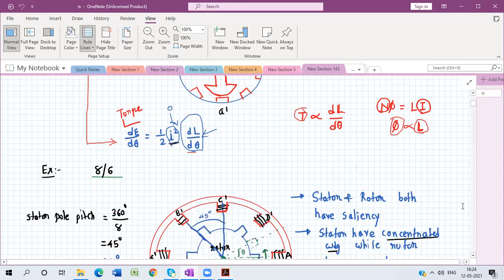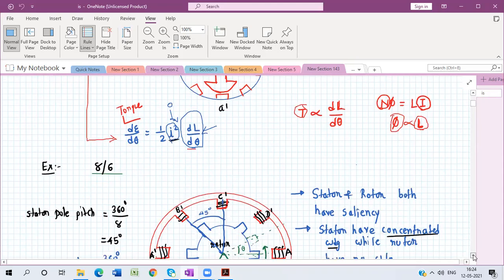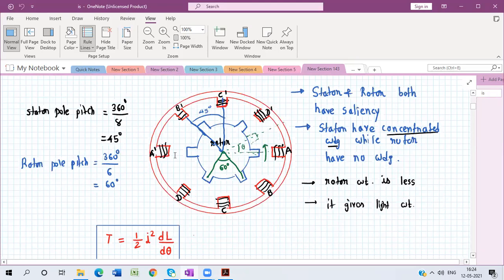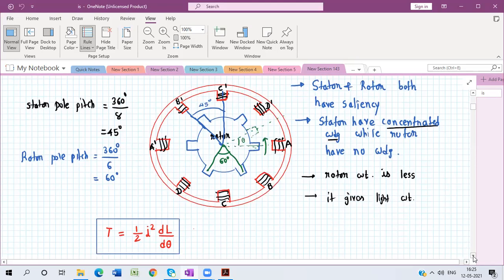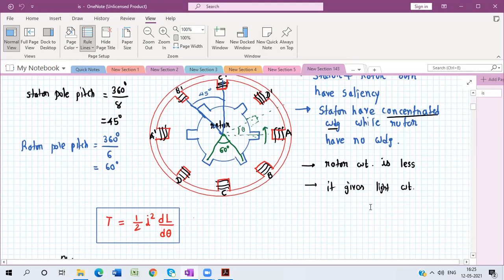Here we can see that the stator and rotor both have a salient structure. The stator has a concentrated winding. Why is the weight of the switched reluctance motor less? Because the rotor has no winding and no permanent magnets, so it is a very light motor. So we can say the torque to weight ratio of this motor is high. So you have to remember this equation: torque is equal to 1/2 I square dL by d theta.